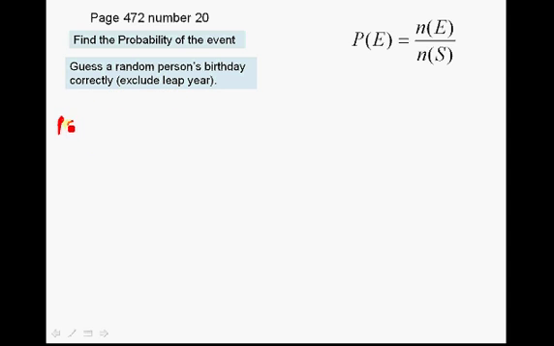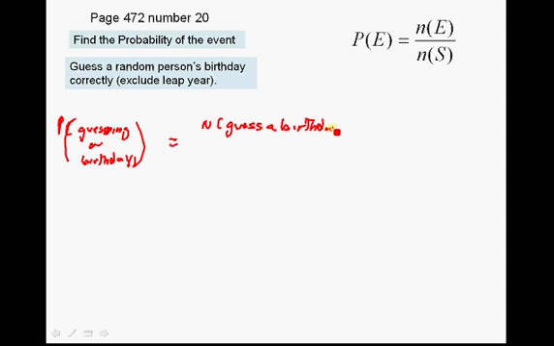So it's going to be the probability of guessing a birthday, and that's going to be equal to the guess of a birthday over the total number of items in the sample. And here's the clue: it's guess a birthday. You're guessing one birthday, so the total possible events is going to be 1.